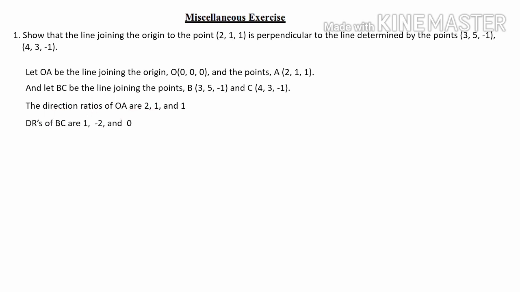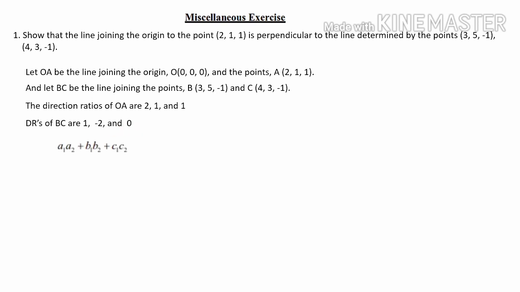Then we have to go for the direction ratios of another line, that is BC. Here 4 minus 3 is 1, 3 minus 5 that is minus 2, minus 1 minus minus 1, minus 1 plus 1 that becomes 0.